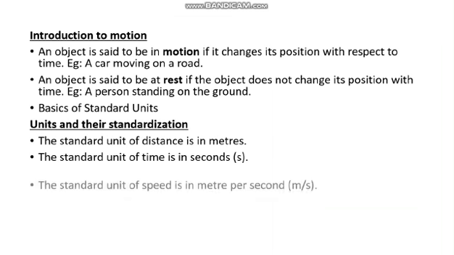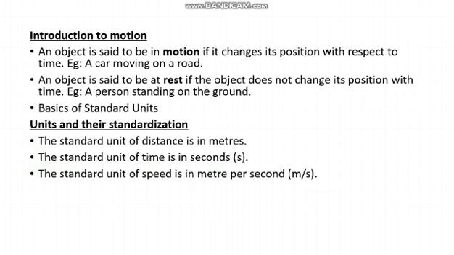Example, when the position of a car changes with time, we say that the car is moving or the car is in motion. So an object is said to be in motion if it changes its position with respect to time. Example, a car moving on a road. An object is said to be at rest if the object does not change its position with time. Example, a person standing on the ground.